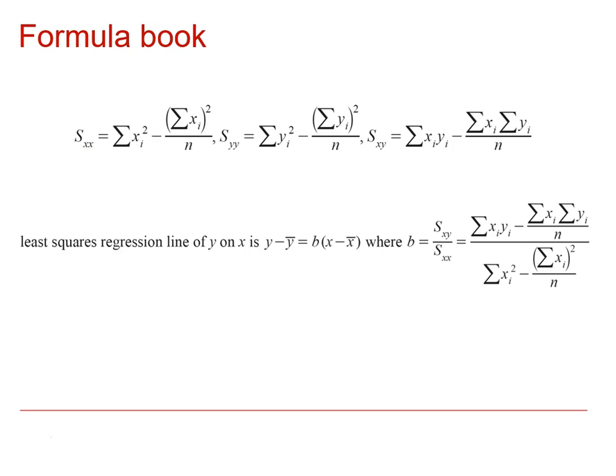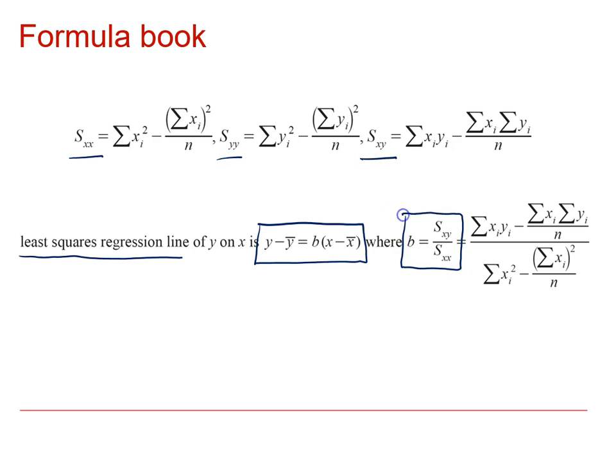So again, we're going to have to use our old friends, Sxx, Syy and Sxy. And this time, a little bit further down the page, it describes the least squares regression line. It gives you an equation here. And you'll notice that there is an A missing. But they do tell you what B is.